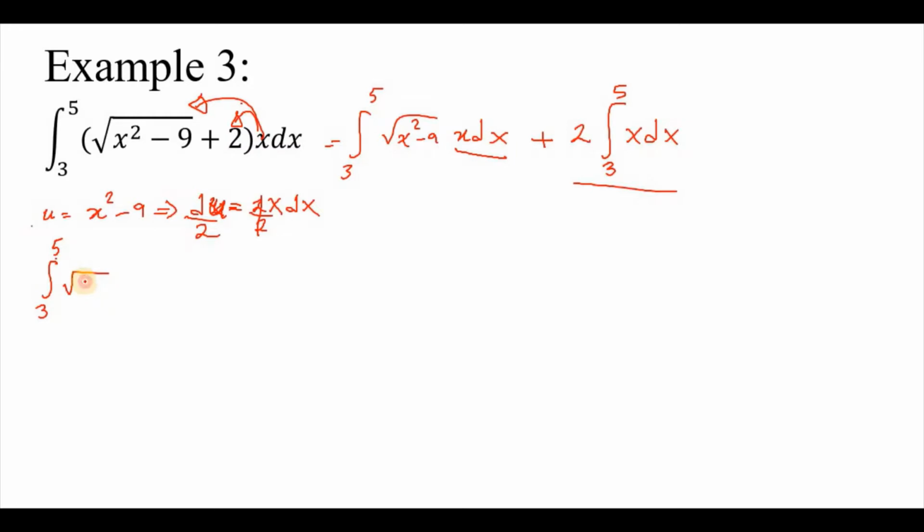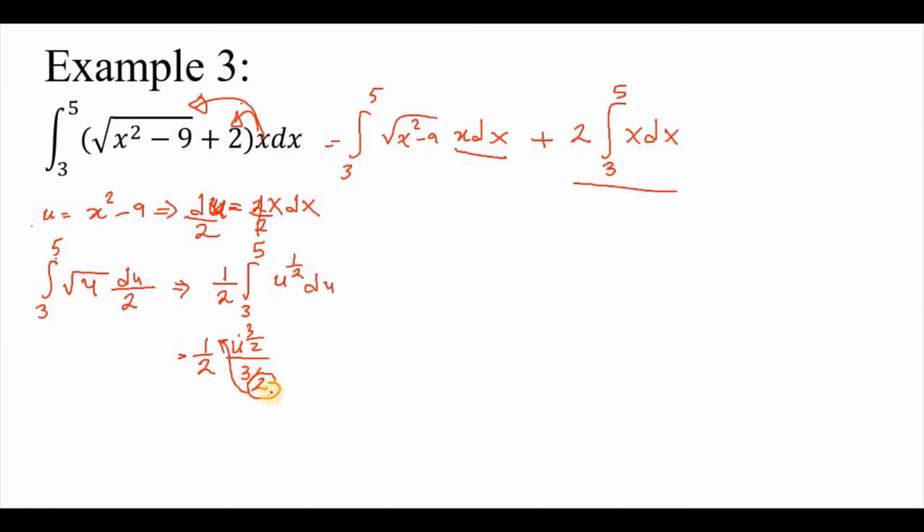to 5 of the square root of u, and then du over 2. With a 1/2, I can kick it outside of the integral and then integrate as usual. I can turn the square root into a power of 1/2. So this will become 1 over 2, the integration from 3 to 5 of u to the 1/2 power du. And then I will integrate this as usual. This will become 1/2 times u to the 3 over 2 over 3 divided by 2. The denominator of the denominator becomes a numerator.